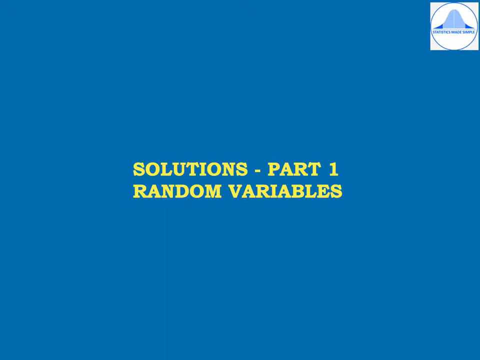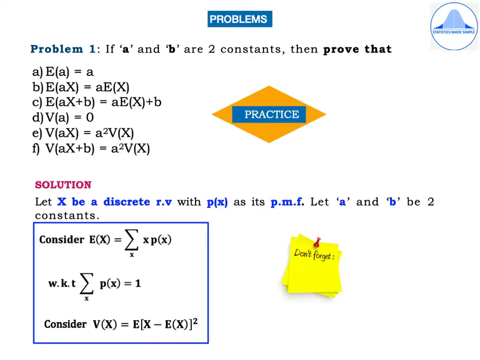In this video, Solutions Part 1 to Random Variables, I'll prove some important results and also solve some problems. Problem 1, which has 6 results, is very important, and each of these results is based either on expectations or variance of a random variable, and the results are important to remember. Let's start with problem 1.